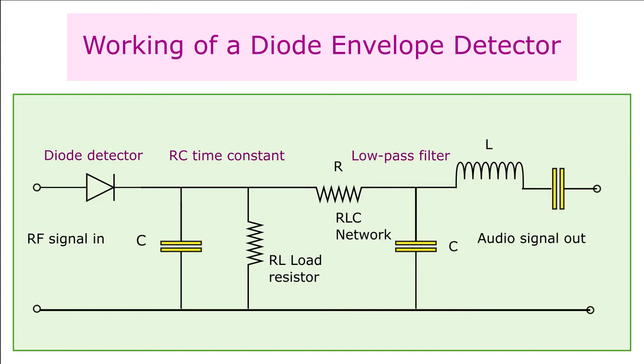The amplitude modulated RF signal is given at the input of the diode detector. During the positive half cycle, the diode becomes forward biased and acts as a closed switch. It allows the positive half cycle of the radio frequency wave to pass through. The capacitor C charges to the maximum of the positive cycle.